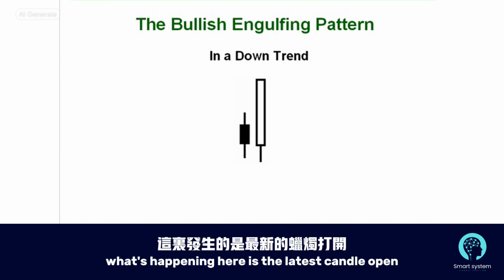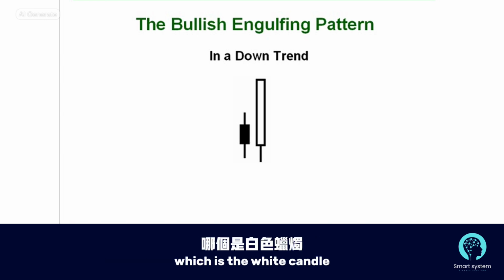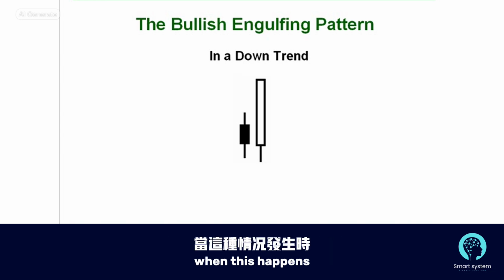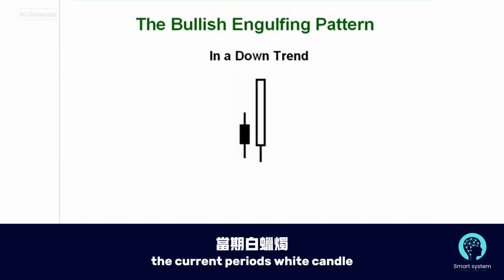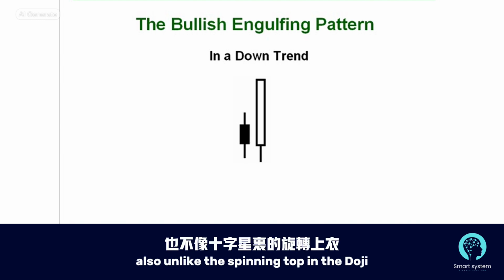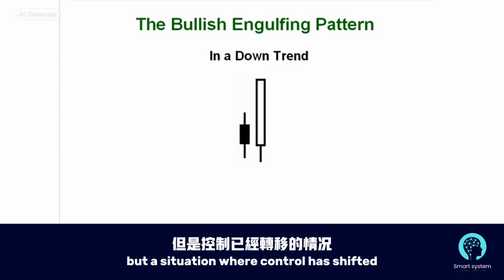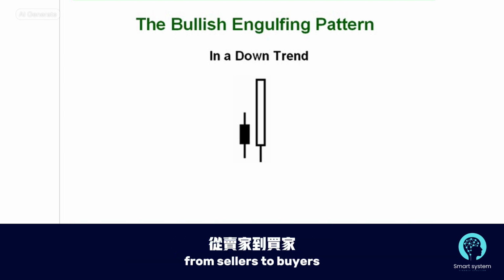Basically, what's happening here is the latest candle, which is the white candle, opens lower than the previous candle's close, and closes higher than the previous candle's open. When this happens, as you can see here, the current period's white candle completely engulfs the body of the previous period's black candle. Also, unlike the spinning top and the doji, the bullish engulfing pattern represents not indecision in the market, but a situation where control has shifted from sellers to buyers.